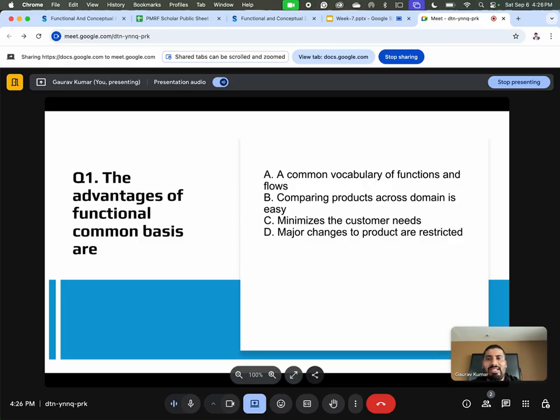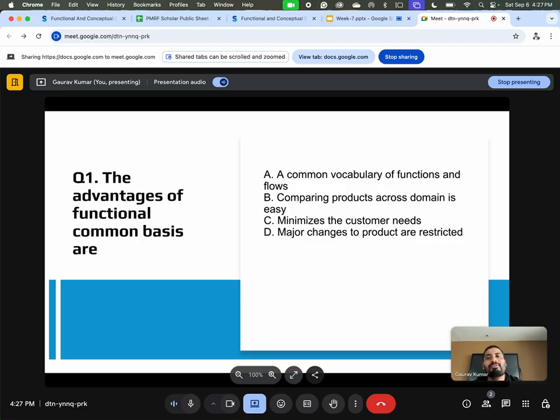And the second major advantage is cross-domain comparability. By focusing on functions instead of parts, we can compare products from entirely different industries on a functional level. For instance, a blood pump in healthcare and a water pump in a household appliance may look very different, but functionally both perform transport liquid. By identifying such commonalities, design solutions from one domain can inspire innovations in another.